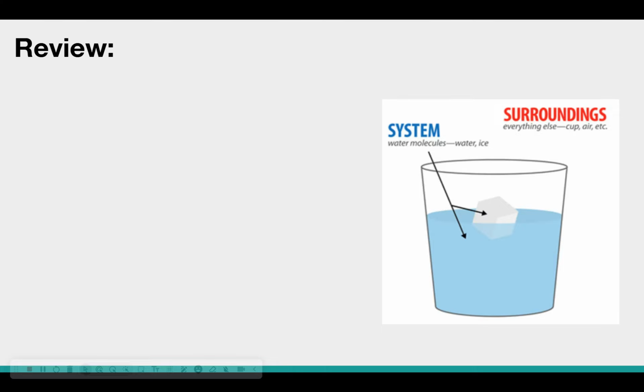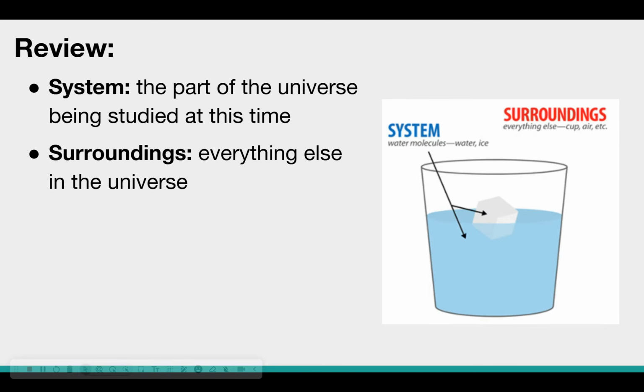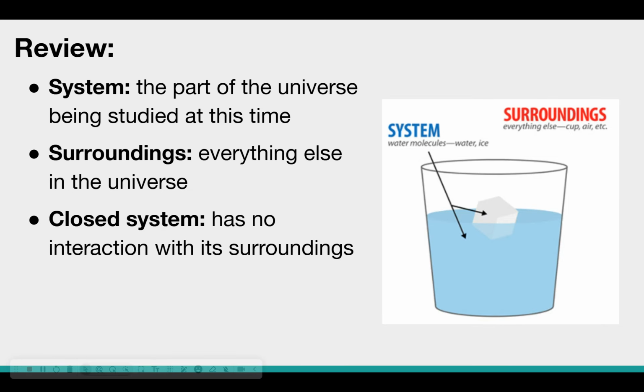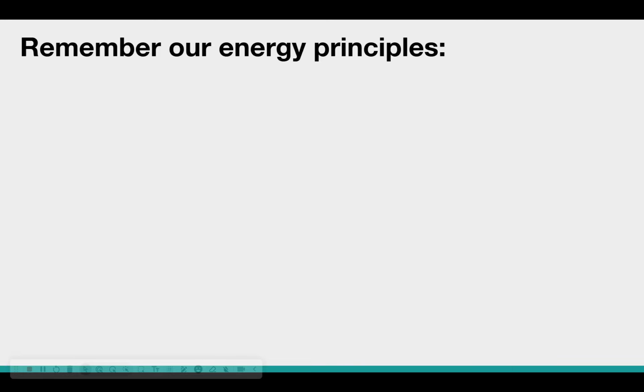A little review. A system is the part of the universe that we're studying at that time. The surroundings is literally everything else in the universe surrounding our system. A closed system has no interaction with its surroundings, usually it would have some sort of a lid or a cap. And open systems are those that can actually interact with their surroundings because they lack a lid or a cap. Remember our energy principles that we've talked about so far.